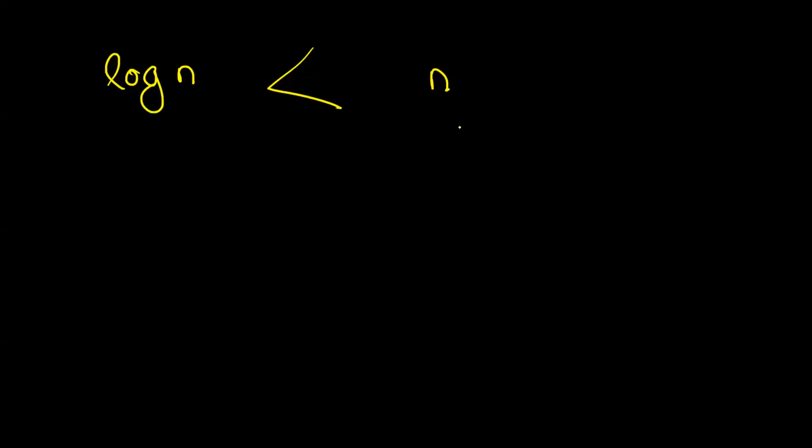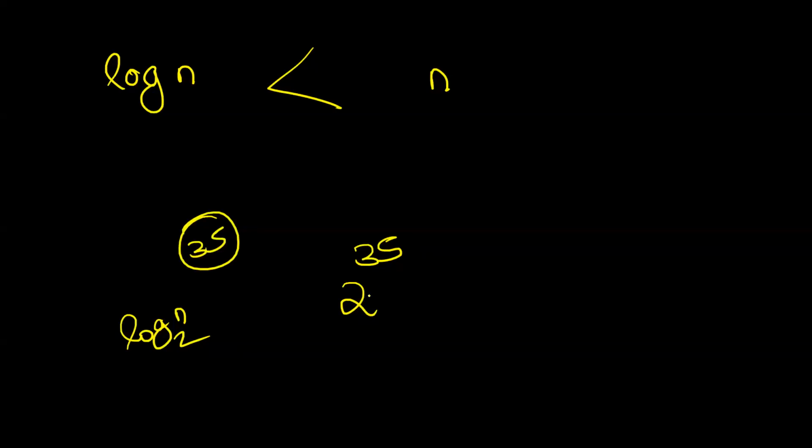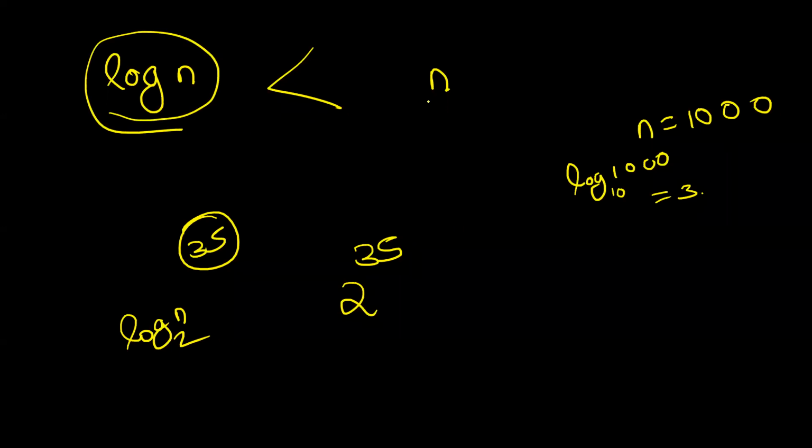If the value of n becomes very large, let's say n is 2 raised to 35. And if I am finding log n to the base 2 of this, what will be the answer? Log n will be just 35, whereas n is equal to 2 raised to 35. Are you getting this? See, if n is equal to 1000 and we are talking of log n to the base 10, what will be log 1000 to the base 10? 3, right? So do you all agree, log n will be growing at a much slower rate as compared to n.